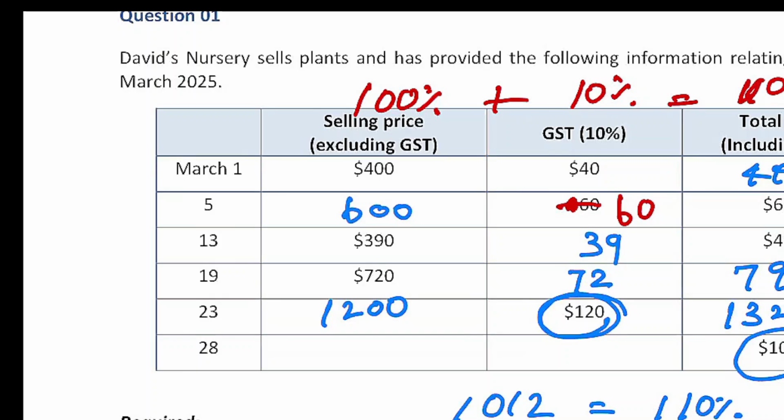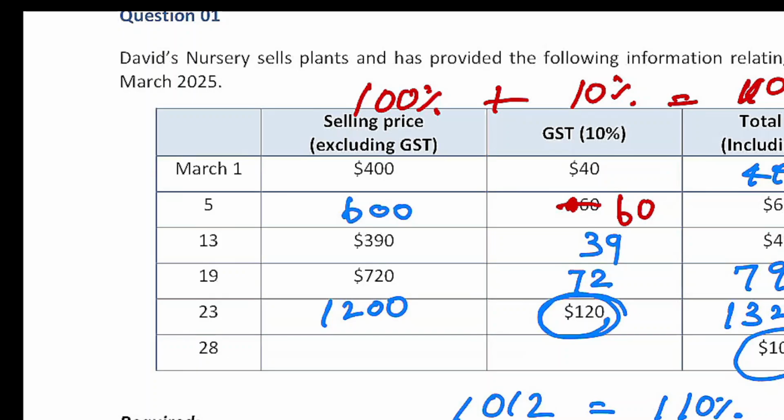How do we calculate 10% or 100%? Firstly, you need to calculate 1% of this. How do you calculate 1%? You divide by 110, and if you want to calculate the GST, times by 10. That's why your school teachers say divide by 1.1. Why? Because 110 divided by 100 means 1.1. But some teachers ask you to divide by 11. Why is it 11? Because of this. Okay?